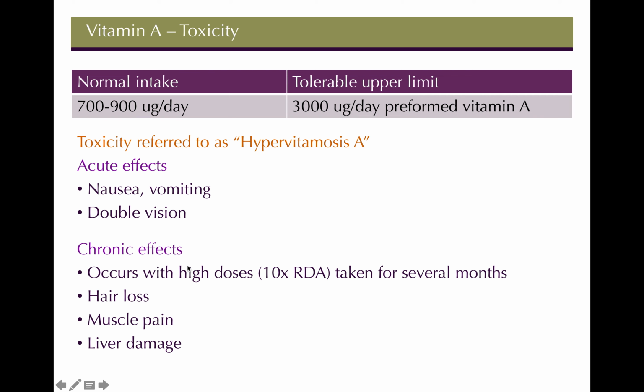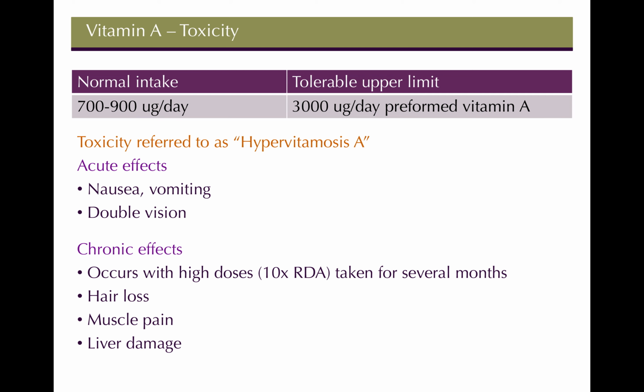Chronic effects, so people that take in chronically high intakes of vitamin A, so 10 times the RDA, for several months, will start to experience hair loss, muscle pain, and liver damage. One of the things that I always try to point out, and as nutrition students you probably already know this, but your clients may not: a lot of people see vitamins as just being these fun, healthy things, but they don't understand they're organic compounds and they can all be very dangerous.